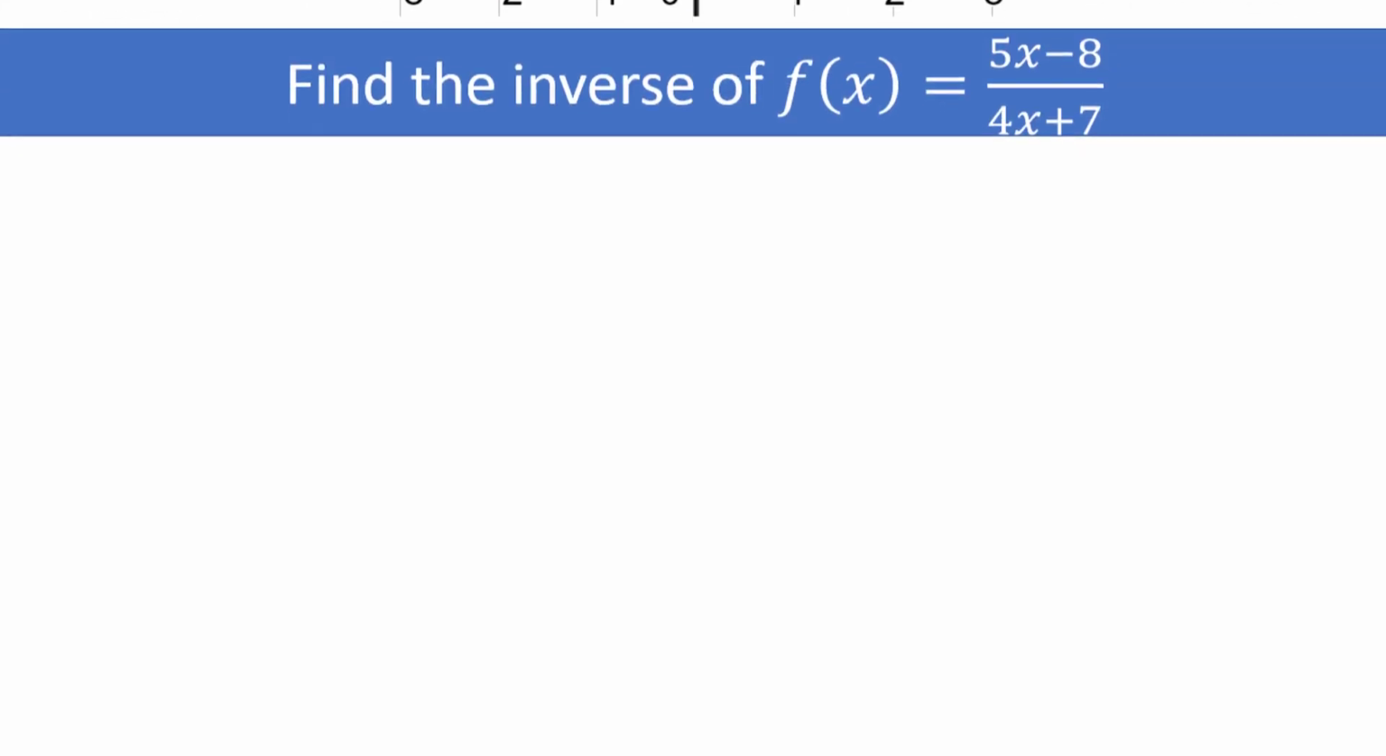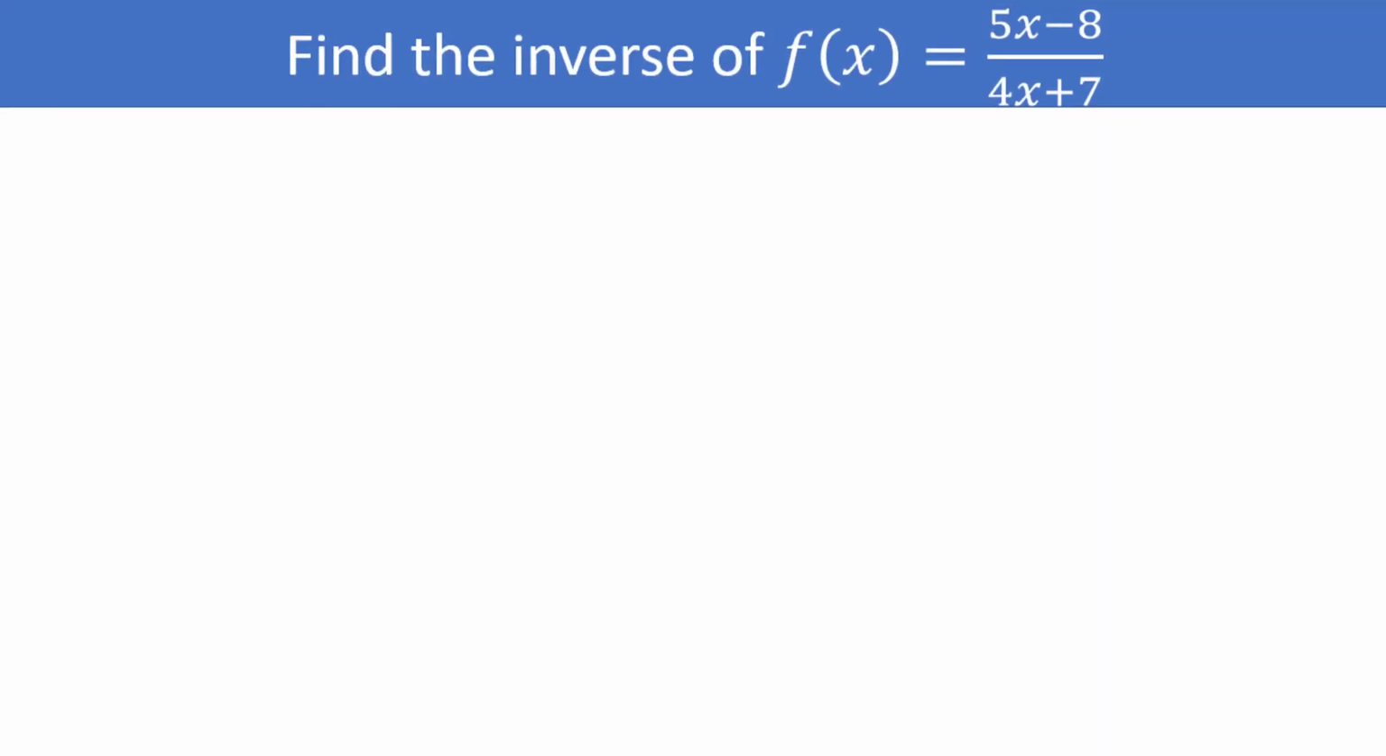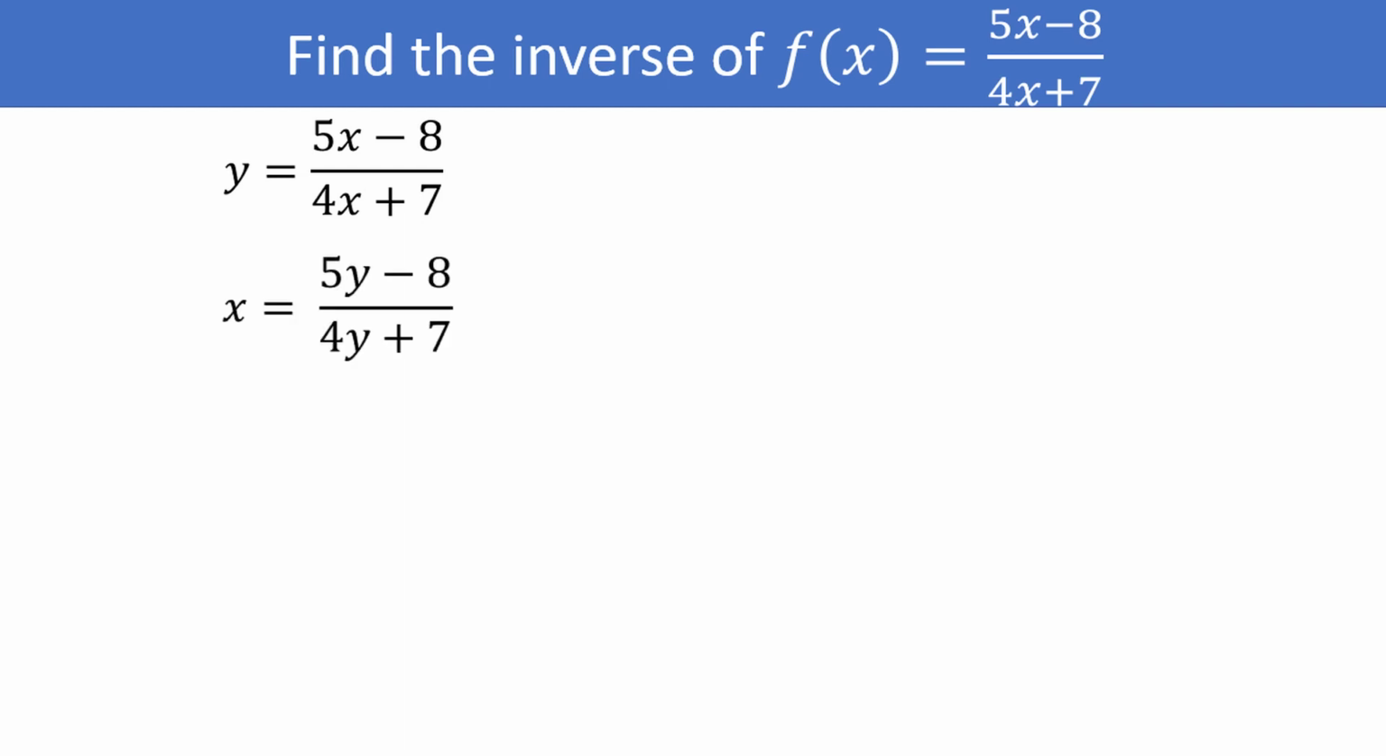Let's look at the function f(x) = (5x - 8)/(4x + 7), which we would like to find the inverse for. To find the inverse, we first replace f(x) with y, so that we have y = (5x - 8)/(4x + 7). Next, we switch the x's and the y's in our function, so that we have x = (5y - 8)/(4y + 7). Now we must solve for y.